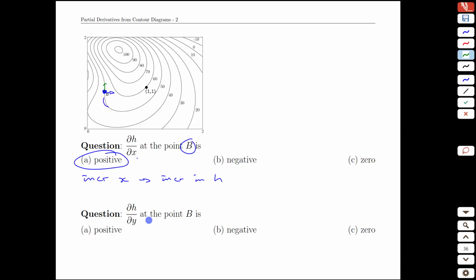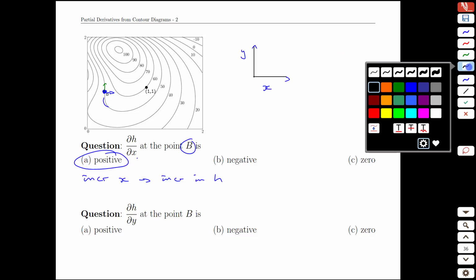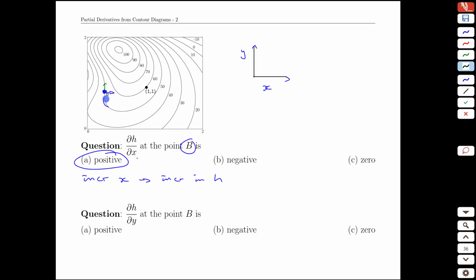All right, this one's a little bit trickier. What we have to do here is expand or zoom in a little bit. We're talking about nice clean axes, y and x here, and if we zoom in on the point B, what we would see is the contour does this. If we focus in on the point B and the contour around there, what we would see is the contour is almost vertical. In fact, it actually is a vertical line in the xy plane.